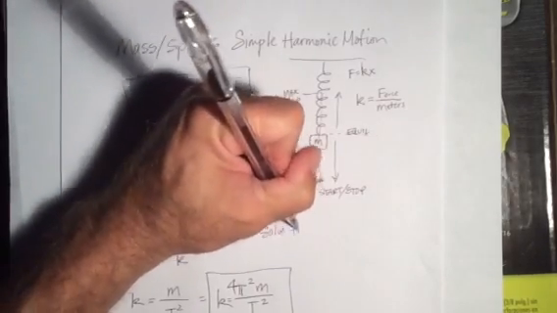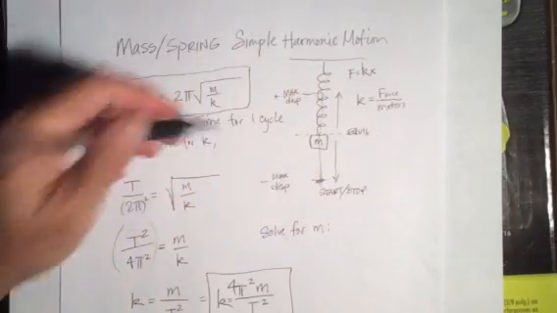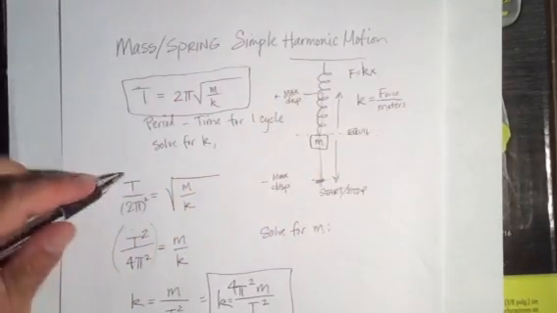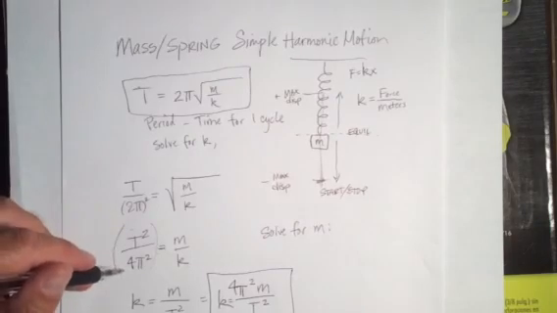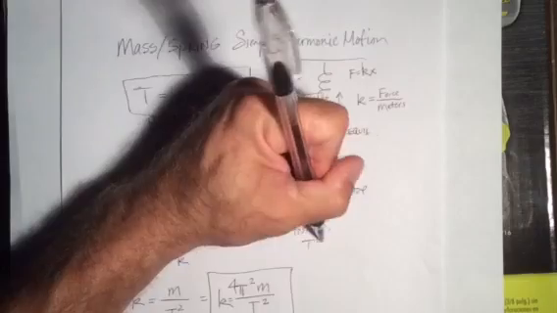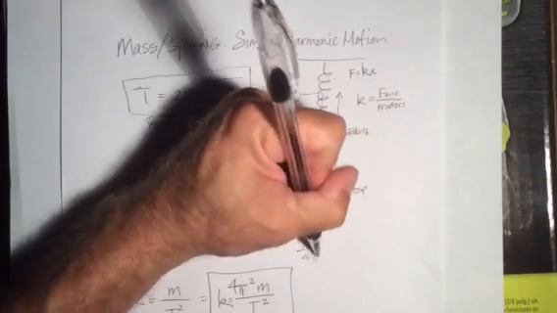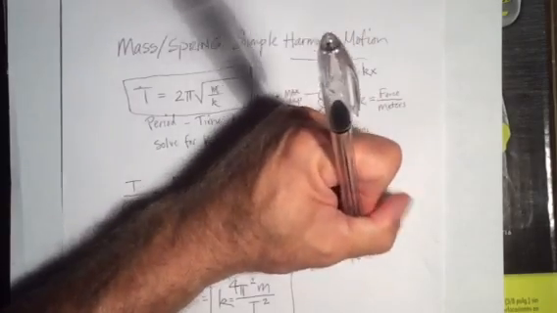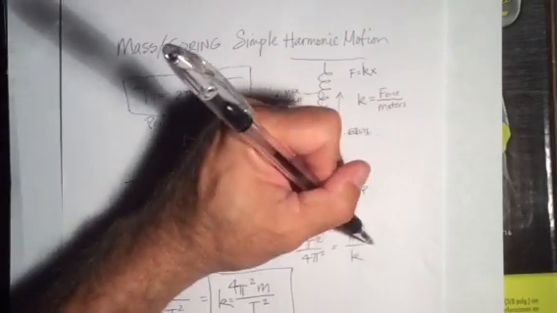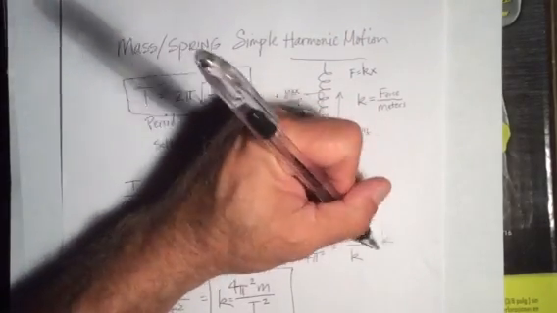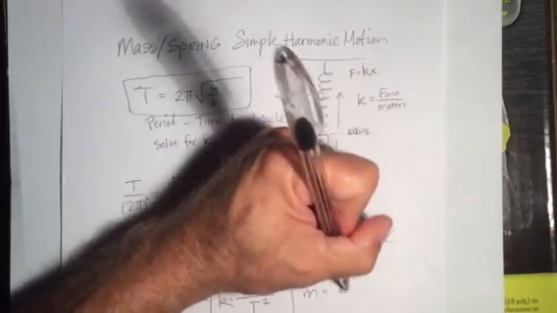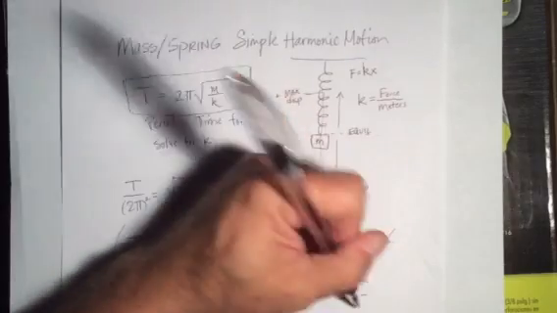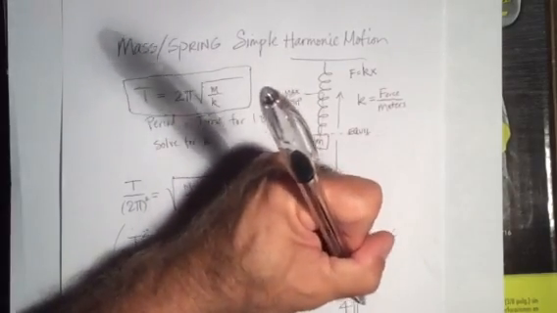Solve for M. A little simpler process. If we go back to a step where we are here, we could just jump right in and say T squared over 4 pi squared equals M over K. So now it's solving for M, we just multiply both sides by K. So the K's cancel. So M is equal to K T squared over 4 pi squared.